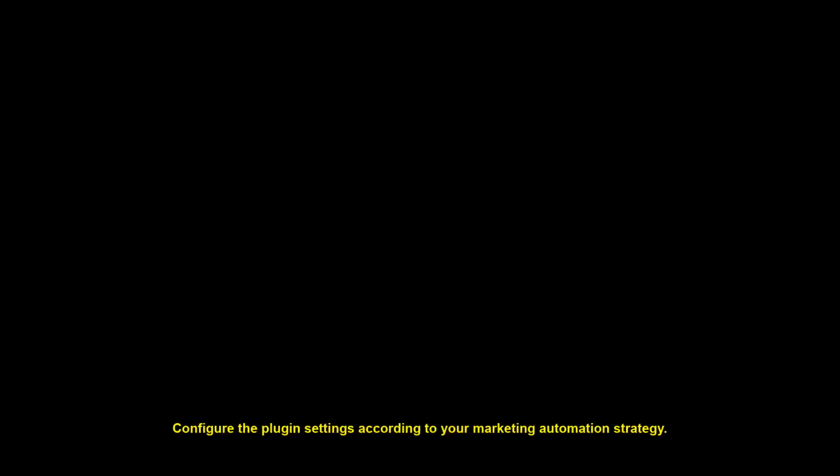Configure the plugin settings according to your marketing automation strategy. Follow any additional setup prompts to integrate the plugin with your WooCommerce store. Familiarize yourself with the features of the plugin through its documentation or tutorial resources. Start utilizing the AI marketing automation features to enhance your WooCommerce experience.